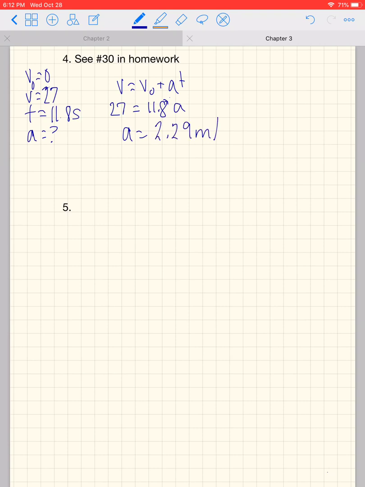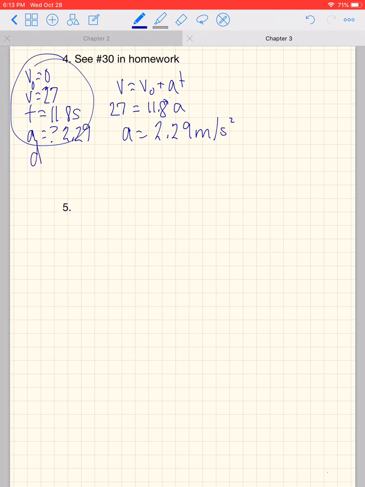And then the question goes on to ask, calculate the distance traveled during that acceleration. So all of this data still applies. I have my 2.29 meters per second squared, and now I'm going to be looking for the distance.